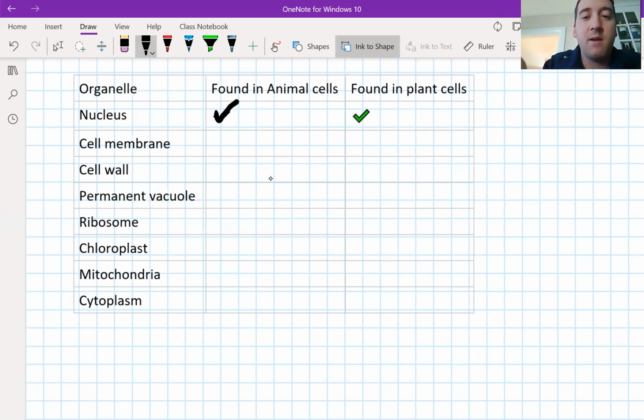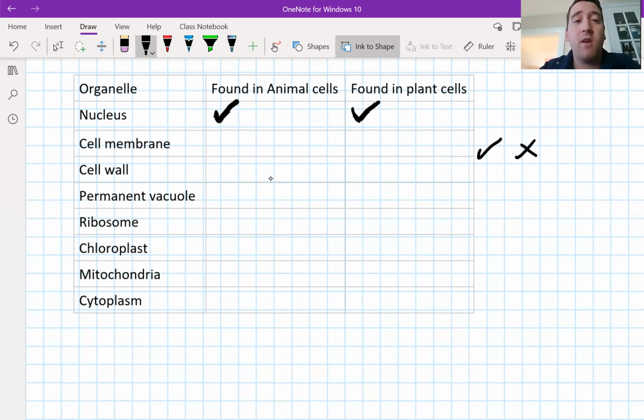It is found in an animal cell and it is found in a plant cell. So that's how we're going to do it. You're going to put a tick. If there's not a tick, you're going to put an X like that. Okay, so tick if it's there, X if it's not there. So what I want you to do now is pause the video and finish out that table for me.